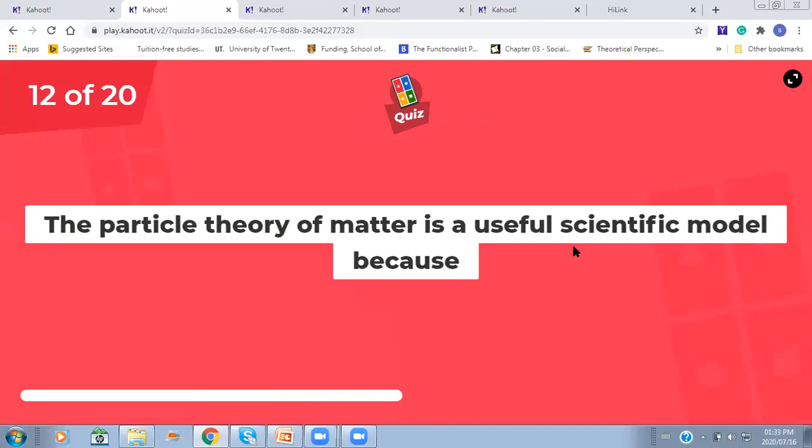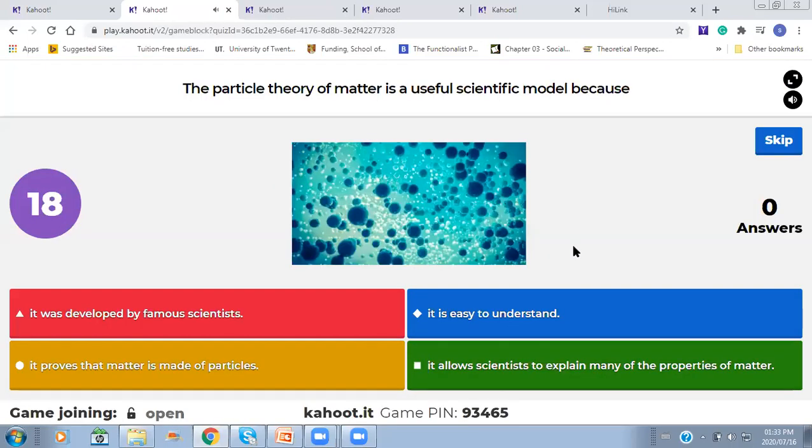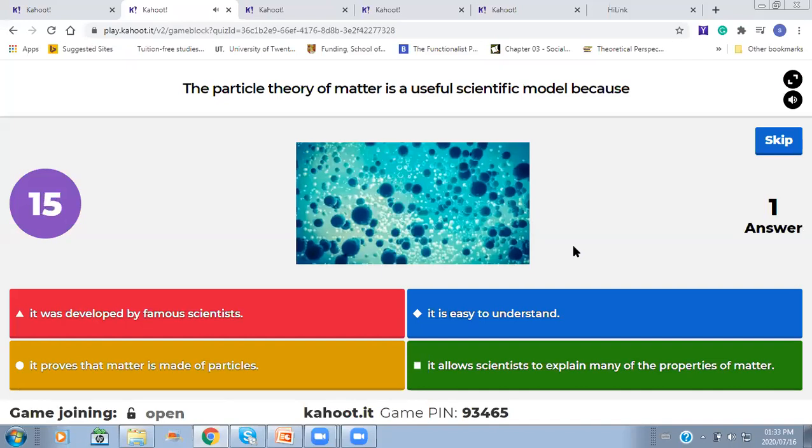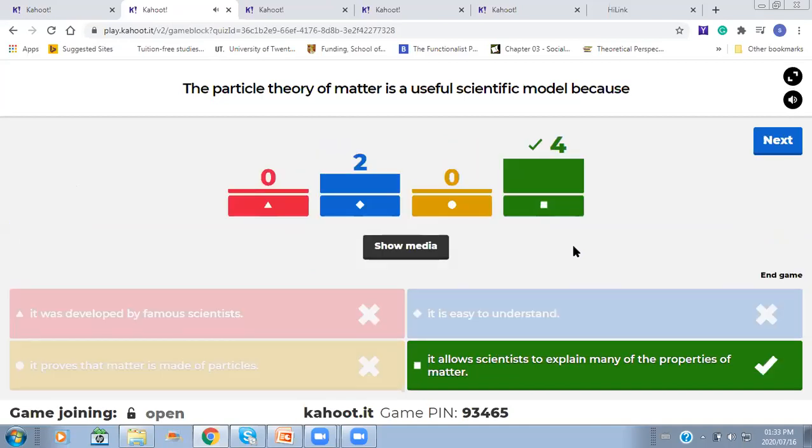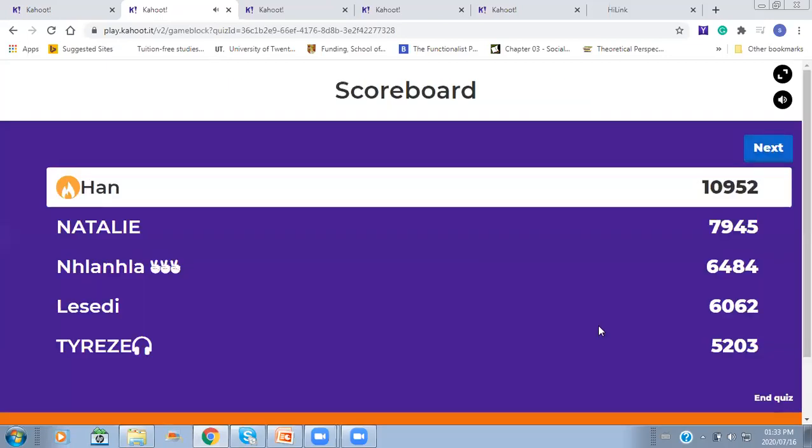The particle theory of matter is a useful scientific model because... okay, thanks very much. Four people have answered it and two have not. Han is still leading, followed by the rest. Let's go to the other.